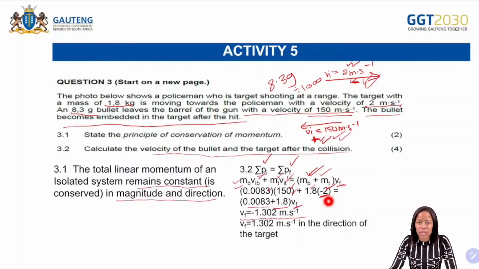So remember, when it comes to momentum, we don't leave our answer as negative. So you will write the negative answer, and then you write the positive answer. From there, you will then write your direction there.